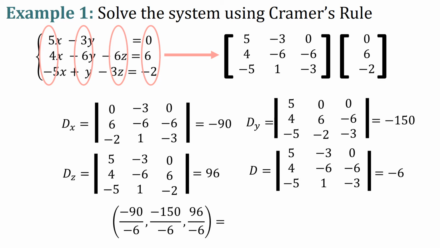Our solution requires us to take each of these determinants and divide it by the regular determinant D. So negative 90 over negative 6, negative 150 over negative 6, 96 over negative 6. Simplifying, we get 15, 25, negative 16. If you plug these in for x, y, and z, for all three equations, all three will work.